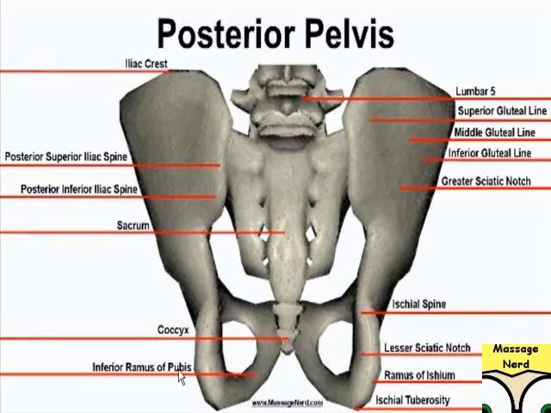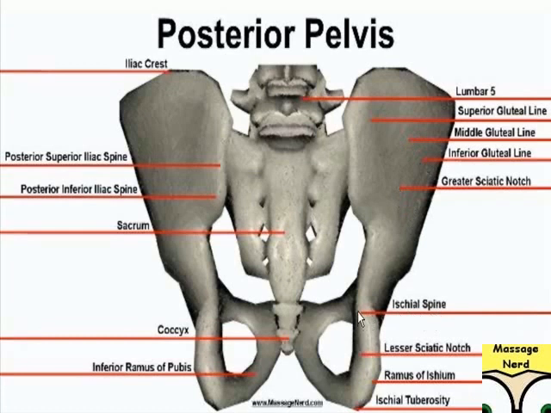Inferior ramus of the pubis, right here. Lumbar 5, lowest lumbar. Superior gluteal line, right in this area. Middle gluteal line, right here. Inferior gluteal line, right here. Greater sciatic notch.